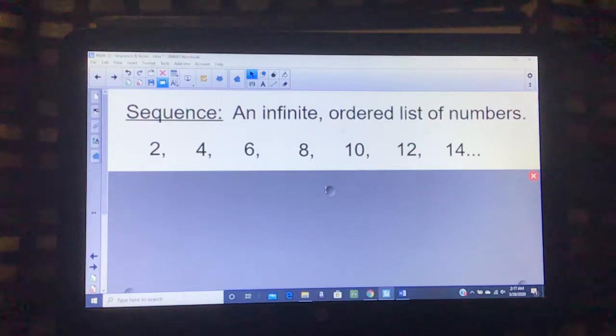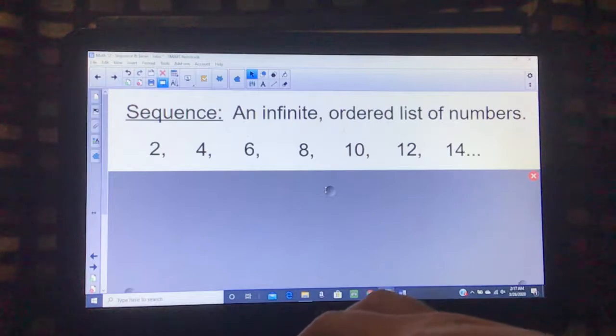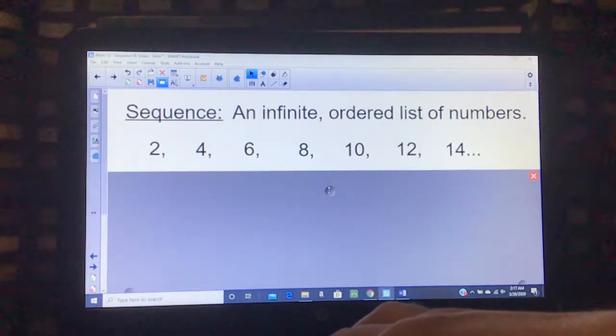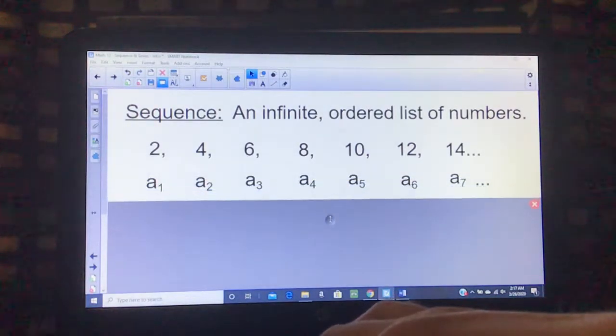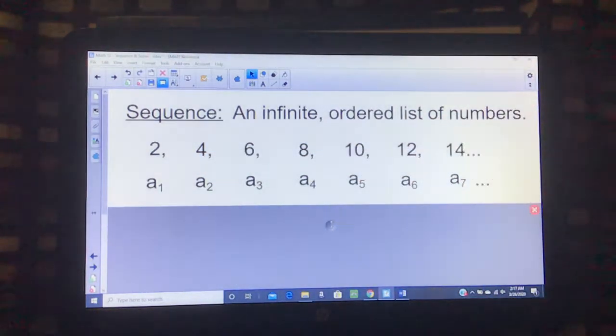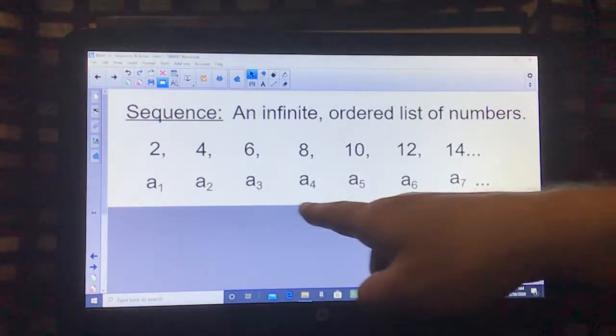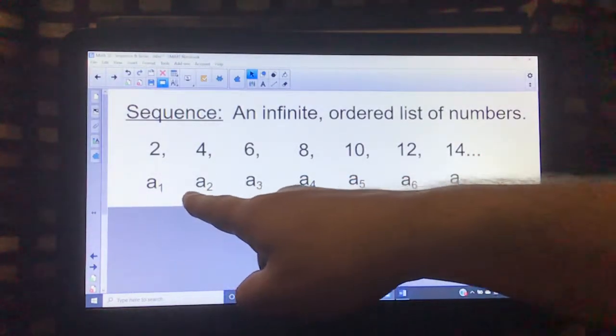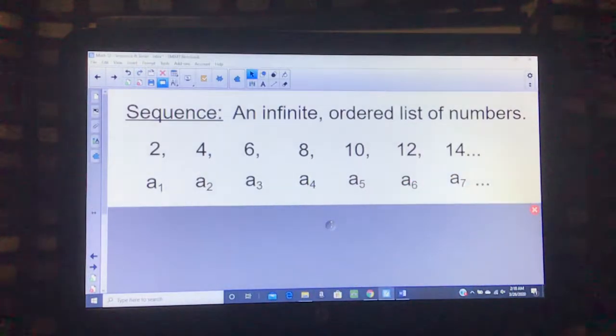All right, so notice that this is an infinite ordered list of numbers. Now the order comes in the fact that these numbers can't just be however they want. I've arranged them so this is the first one, this is the second one, this is the third one. The notation they use to symbolize this is, they usually use a letter. We'll use A. That's the one they use most of the time. So they'll use A sub 1, A sub 2, A sub 3, and so on. Basically, this gives each member a list order. It gives it another number assigned to it.